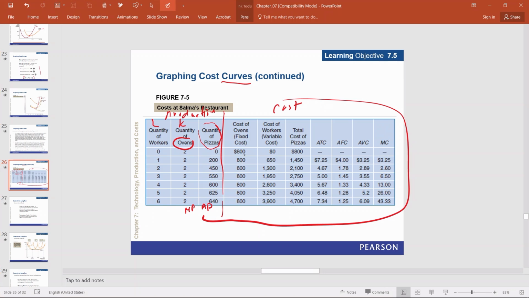Okay, then this side is all about the cost. So this is fixed cost, because it's related to the input of K, and it's fixed over all units of production.